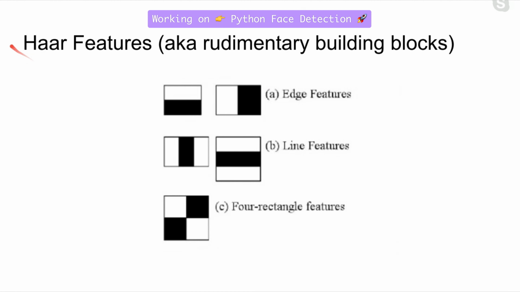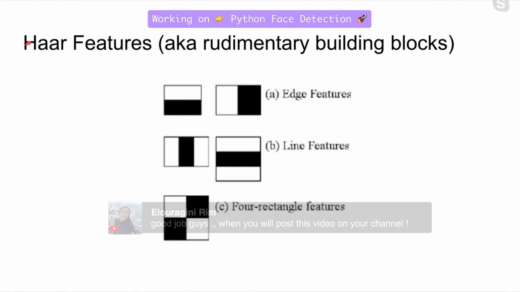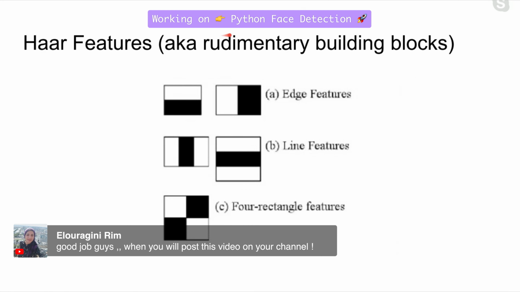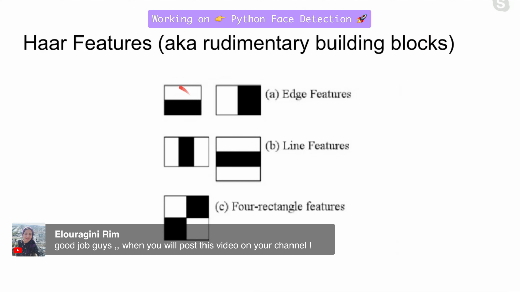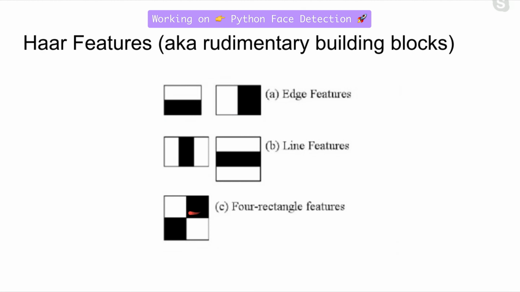But anyways, these are Haar features. This is the first part of the Haar Cascade algorithm. It's a very, very simple thing. You can think of Haar features as rudimentary building blocks. This is one Haar feature. This is another Haar feature. This is another Haar feature. This is one, and this is one. All this really is a little block.